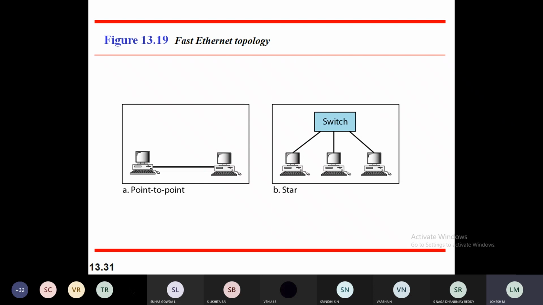And star topology is where multiple devices are connected to a single hub. That is called star topology.